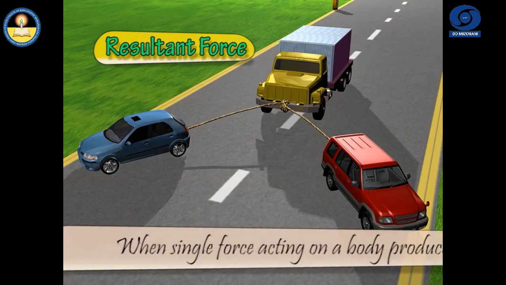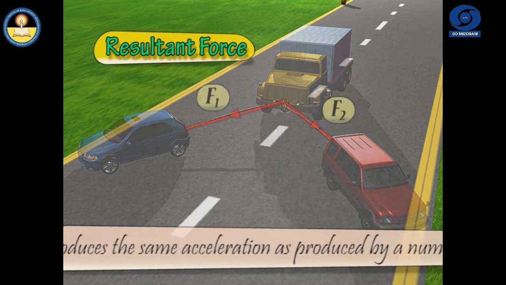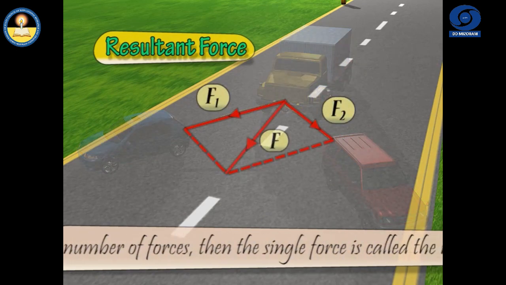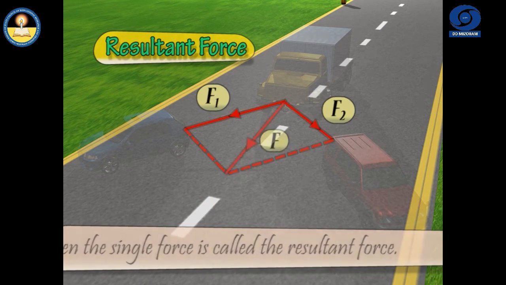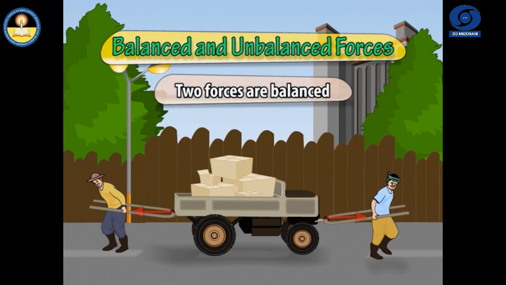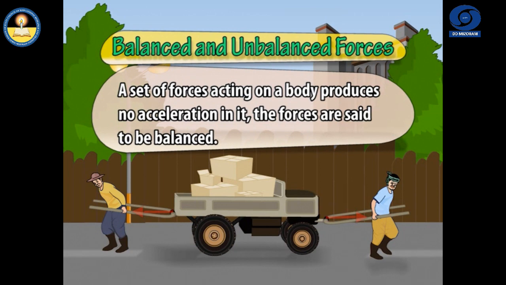When a single force acting on a body produces the same acceleration as produced by a number of forces, the single force is called the resultant force. When two persons apply the same force on the cart but in opposite directions and the cart remains at rest, the two forces are balanced. Or, if more than two forces are acting on a body producing no acceleration, the forces are again in the balanced condition.